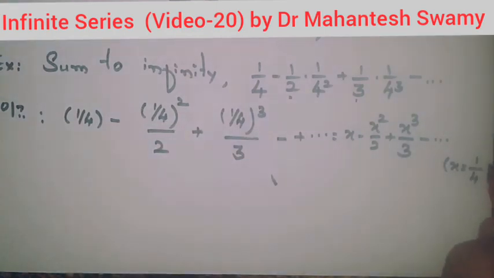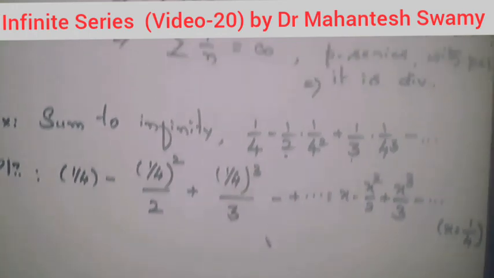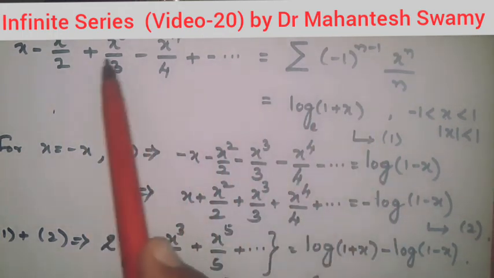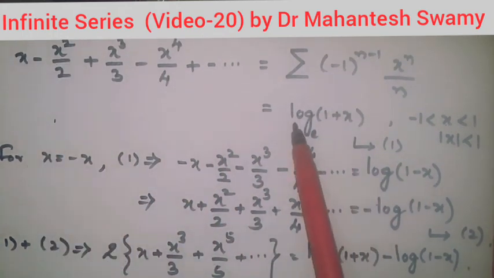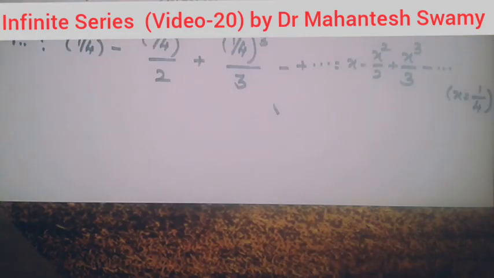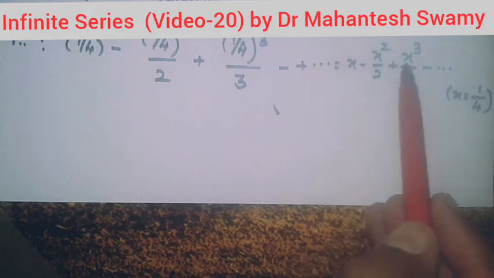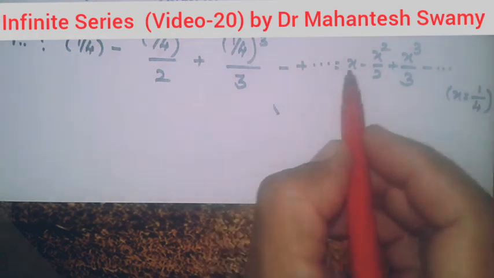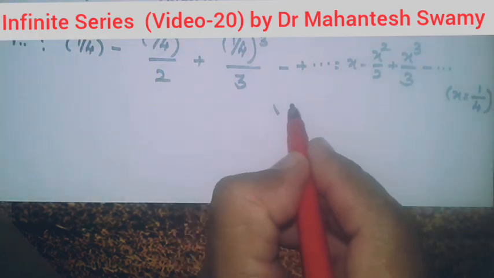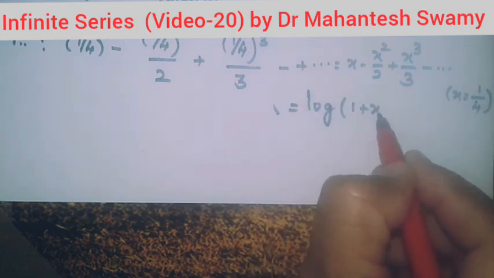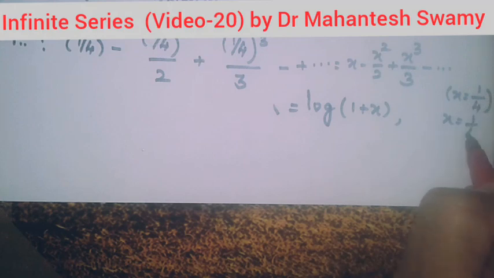Of course 1 by 4 is a number which is in between minus 1 and plus 1, and we have discussed the logarithmic series at the beginning of this video, that the value of such a series is going to be log of 1 plus x for every x belonging to the interval minus 1 to 1. So we are observing the same thing here. This series is again the logarithmic series with the value of x equal to 1 by 4, and its value is in between minus 1 and plus 1. So therefore the answer, that is the value of this series, is going to be log of 1 plus x.